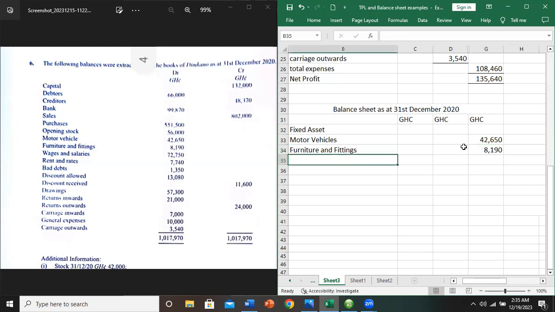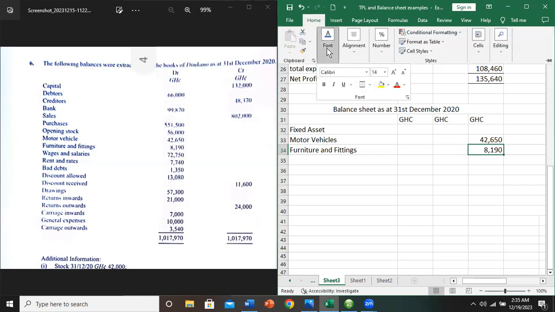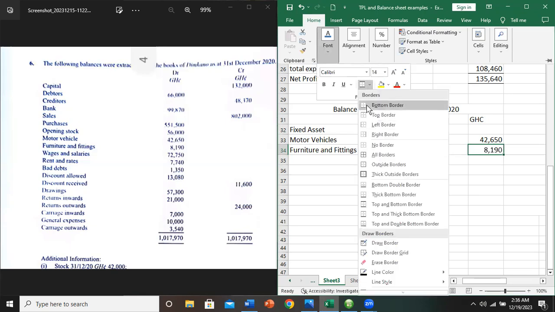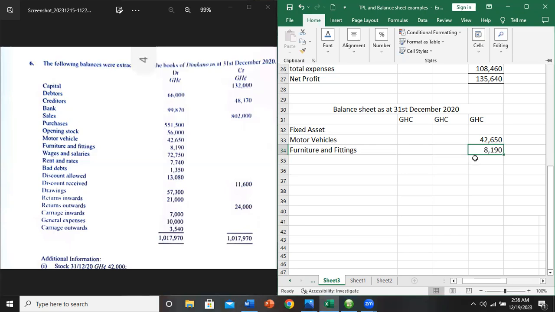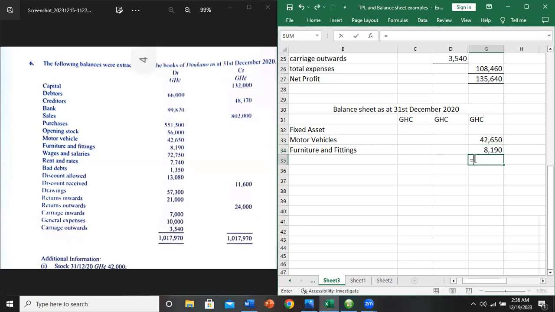So you can put the total there so that you get your total fixed assets. So let me do the addition here for us. 42,650 plus 8,190. That will give us 50,840. So we can call that the total fixed assets. Good. So that's the first thing you do.